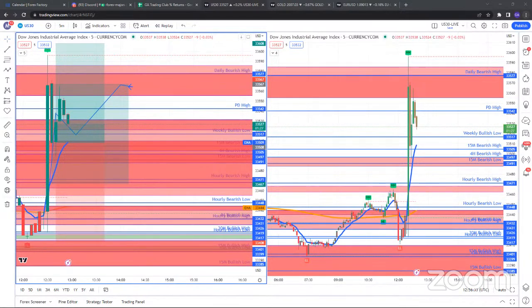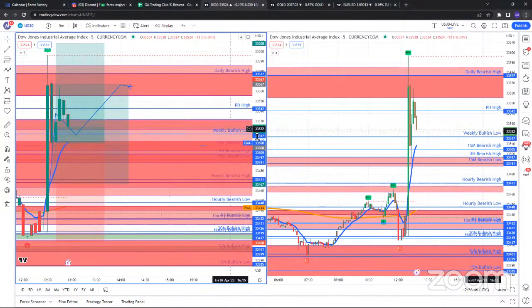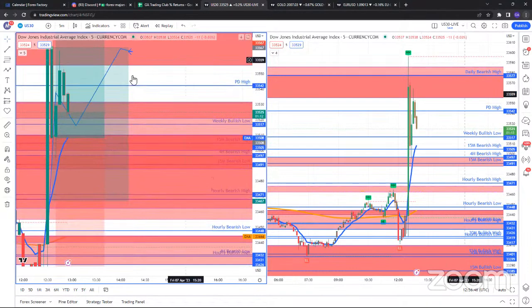The only thing with my break even is that I can get faked out and price keeps going back up. But let's see what happens at the weekly bullish low. I'll just zoom out.